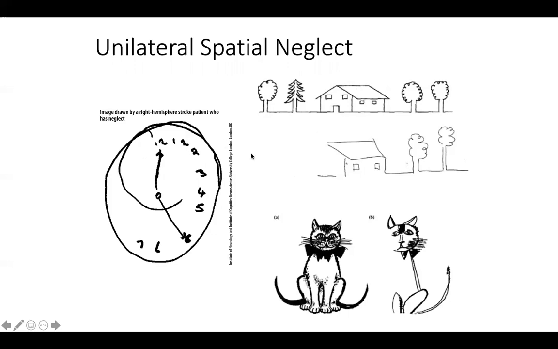Here in this example, the participants saw this picture, and their job was to recreate the picture. They're supposed to draw the picture. And once again, you notice that the left side of the picture is missing. Here, the participant with the right hemisphere stroke would see this cat, and their job is to draw this cat as well as possible. And you notice once again, part of the cat is missing. Which part of the cat is missing?